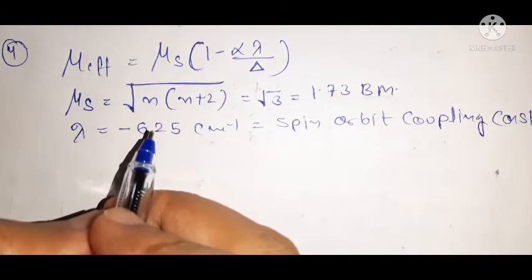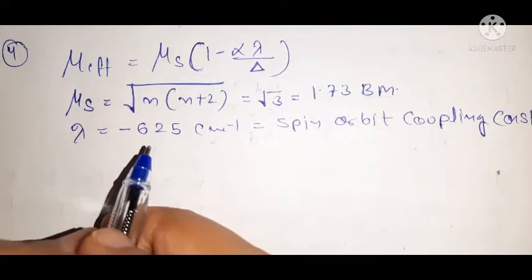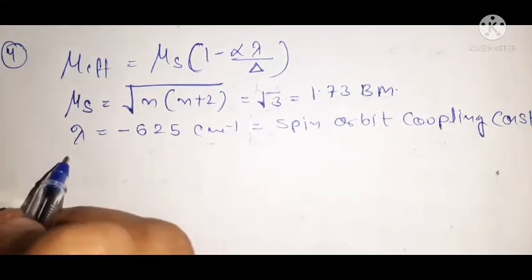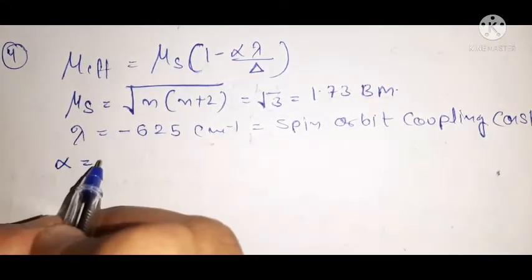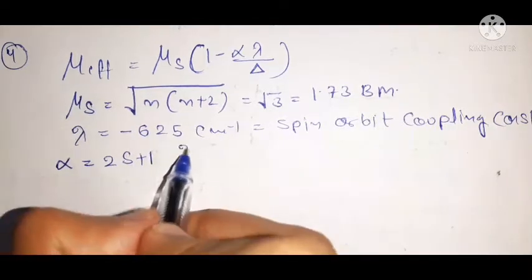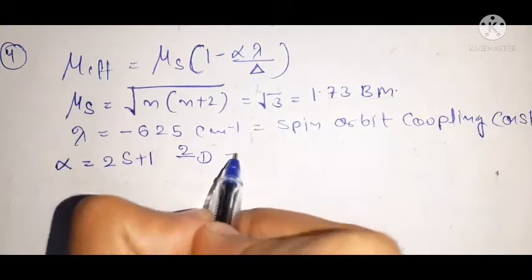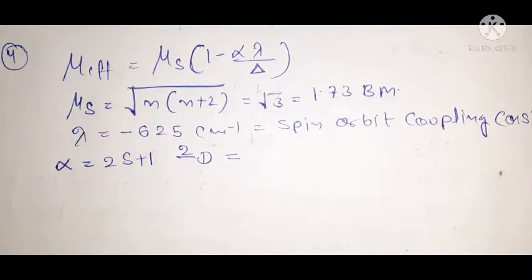Okay, and here alpha depends on the ground term. Alpha is equal to the value of 2S plus 1 in the ground term of that complex, and in case of the copper 2 plus complex, its ground term will be 2D. So its value of 2S plus 1 will be 2, so its value of alpha will be 2.